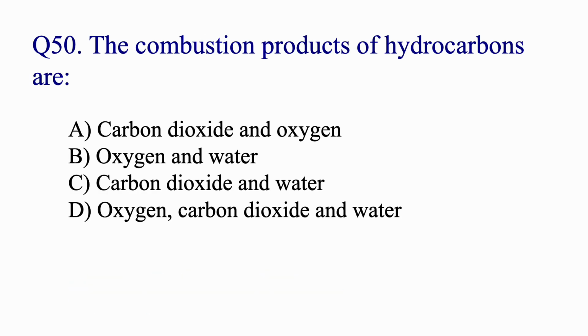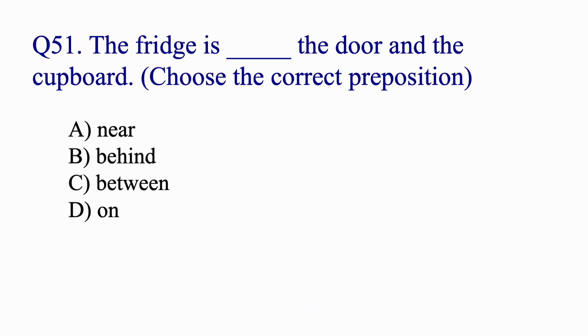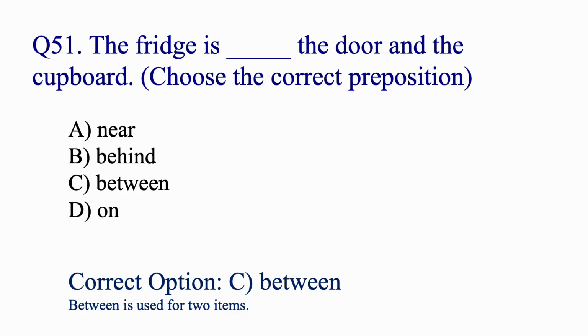The combustion products of hydrocarbons are carbon dioxide and water. The fridge is dash the door and the cupboard. Choose the correct preposition. Between. जब दो आइटम्स के बीच में कोई चीज होता है तो उसके लिए हम between यूज करते हैं.